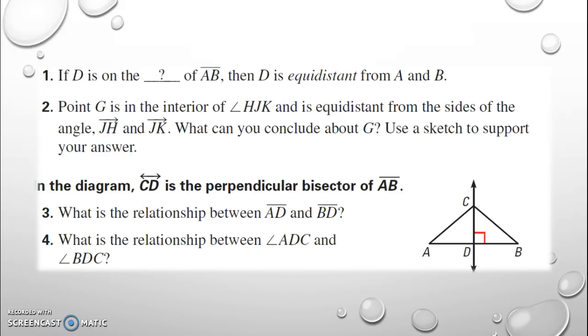If point D is on blank of segment AB, then D is equidistant. So it'll be on the perpendicular bisector.